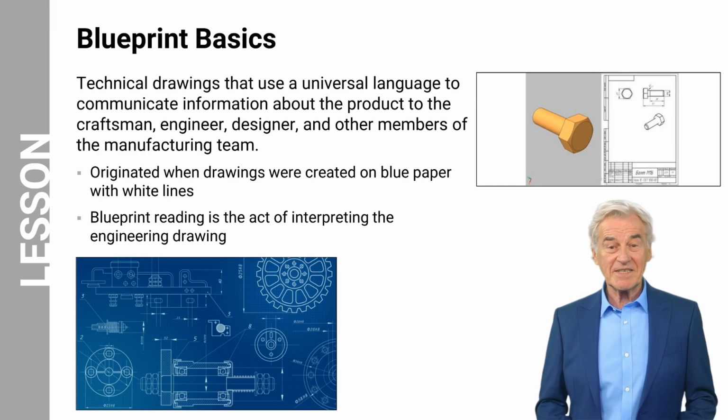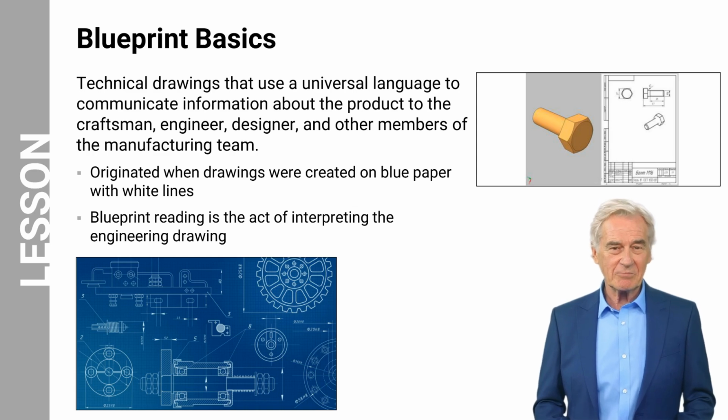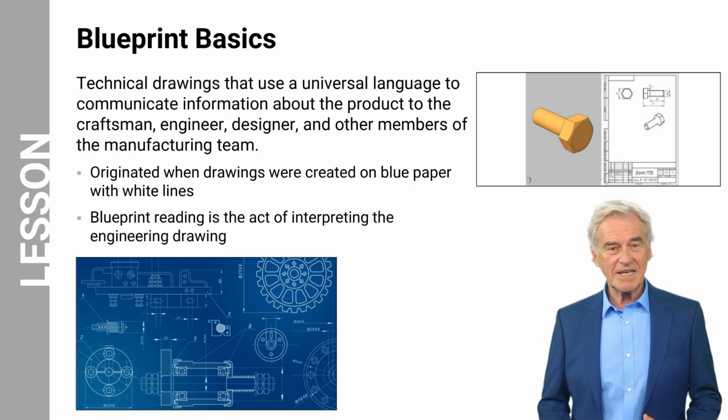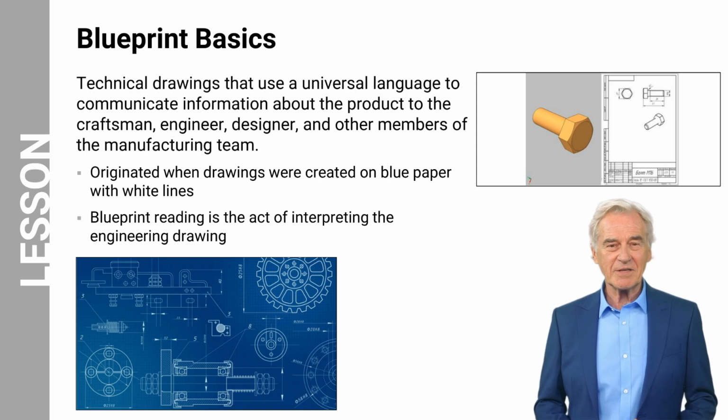A blueprint is a technical drawing that uses a universal language to communicate information about a product to the craftsman, engineer, designer, and other members of the manufacturing team. Information about a part and its specifications are communicated by blueprints in such a way that those parts can be mass-produced anywhere in the world.